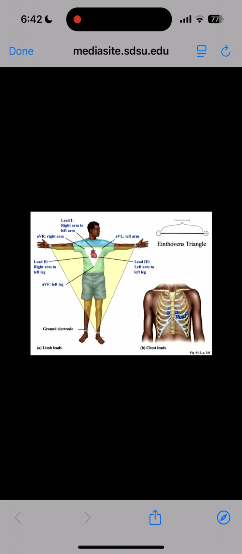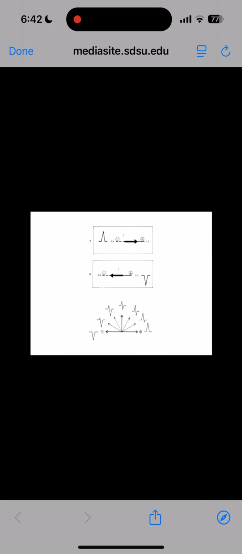And when you put chest leads on an individual, you don't know where their dipole is. You don't know if it's pointing down to the front, on the side, toward the back. You're just going to start putting leads on the body. And so we have to understand how these leads are actually measured.